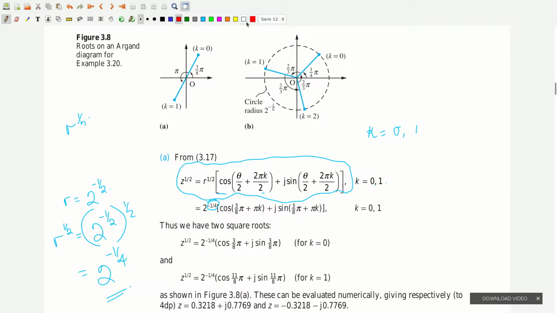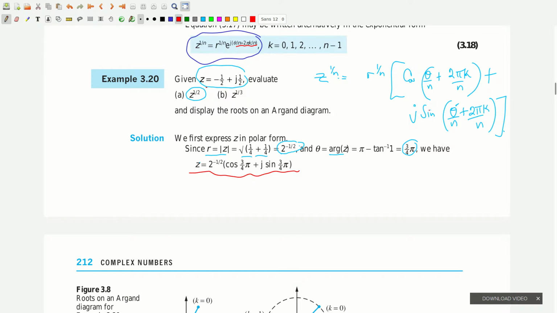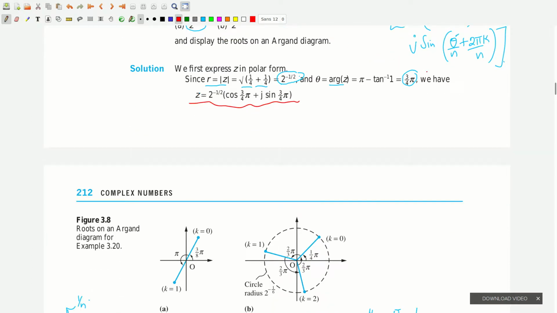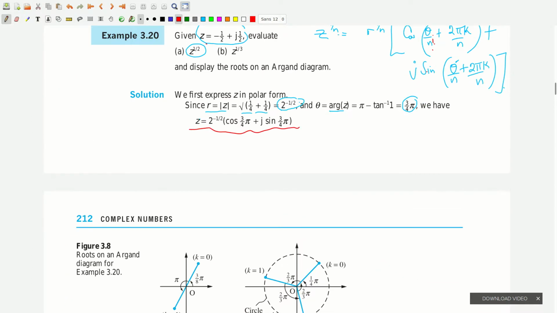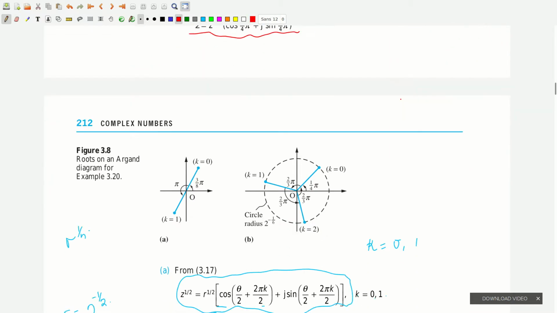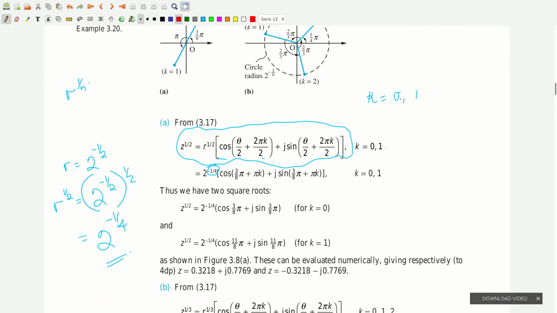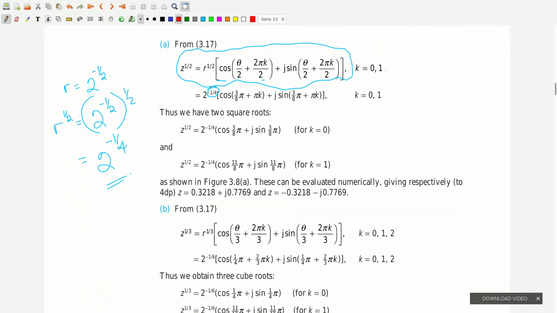In the formula here we had theta over n. So what did we get for our theta? Was it up here? Yes, our theta was 3/4 pi. So 3/4 pi divided by 2, you get 3/8 pi. Then plus 2 pi k over n, which reduces to that, and then the rest is the same.